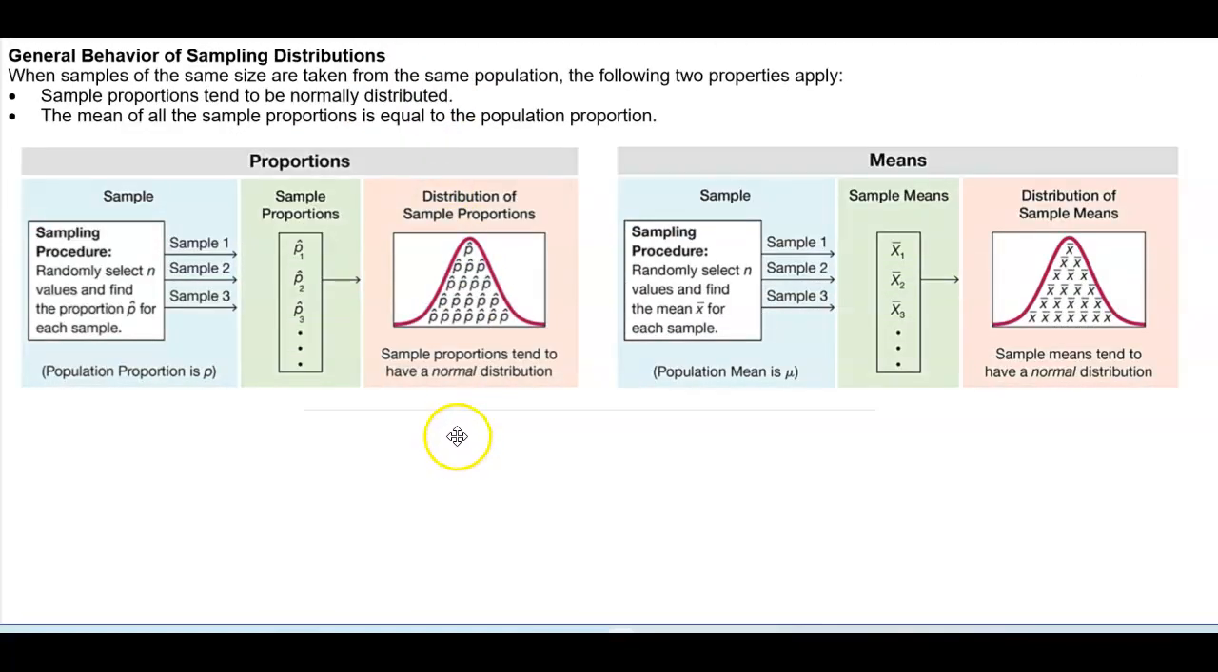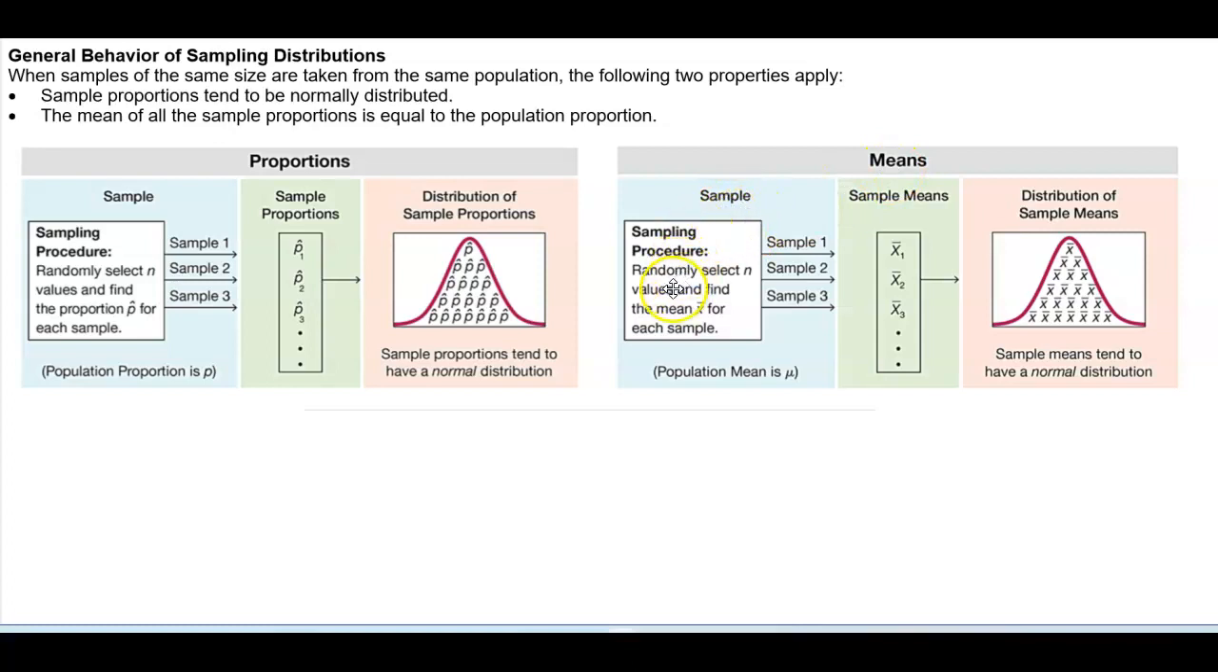So if we take a look at the first one, which is the proportions, we have our sample. We have the sampling procedure in which you randomly select n values and find the proportion for each sample. So you have sample 1, sample 2, and sample 3. And then the population proportion is p. And then we get the sample proportions. And then when we look at this distribution of sample proportions, we can see that the sample proportions tend to have a normal distribution.